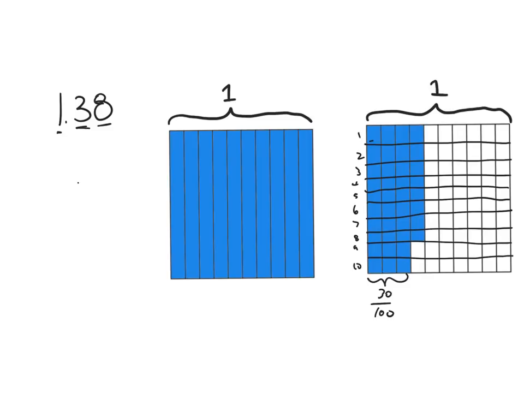And there you have it. I have 1 and 38 hundredths represented as a decimal, an area model, and I can write that as a fraction as well. So 3 different ways that we can represent those values.